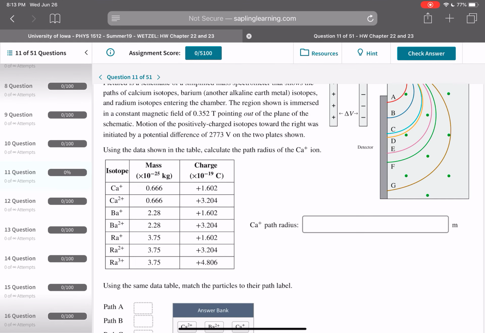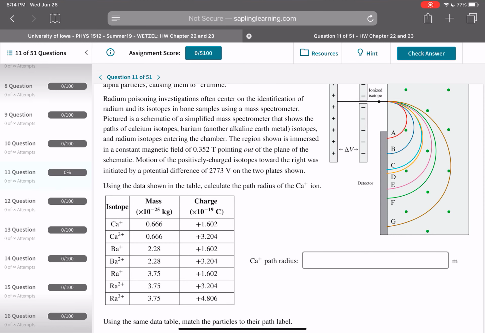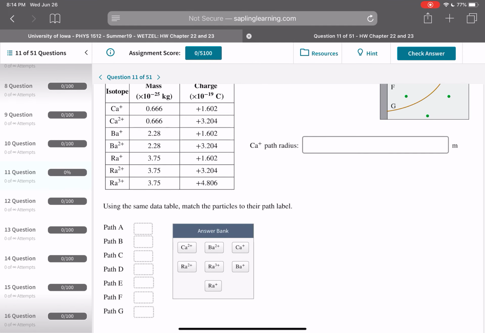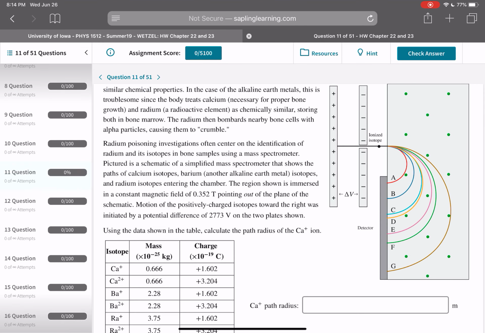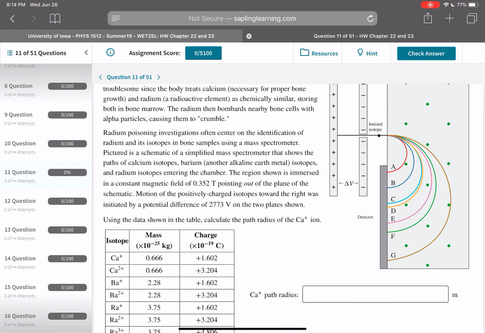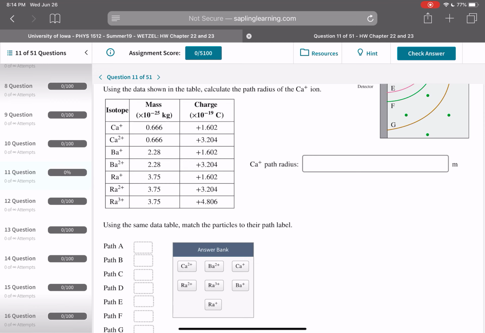So the Ca plus ion is the top line in this chart here, with a mass of 0.666 times 10 to the minus 25 kilograms, and a charge of 1.602 times 10 to the minus 19 coulombs. Plug in your 0.352 Tesla magnetic field. Use your qE to get your acceleration, and then you can solve to get your velocity as it leaves. Once you have that, then qvB equals mv squared over r, and solve for the radius there.